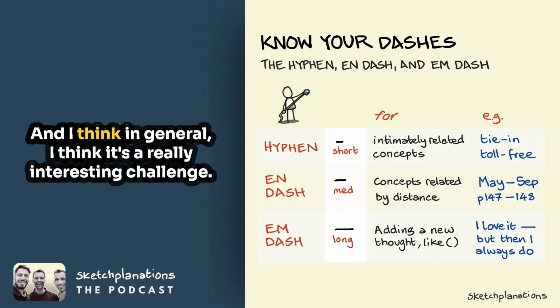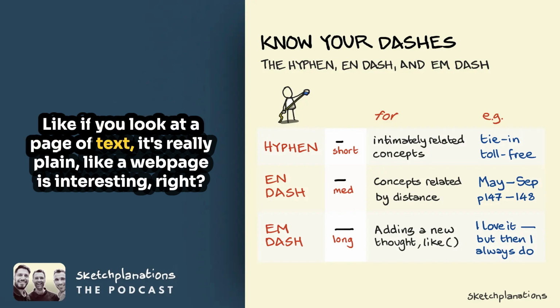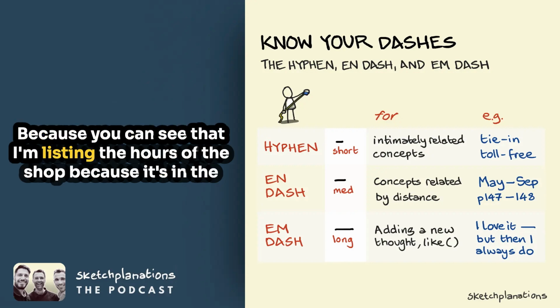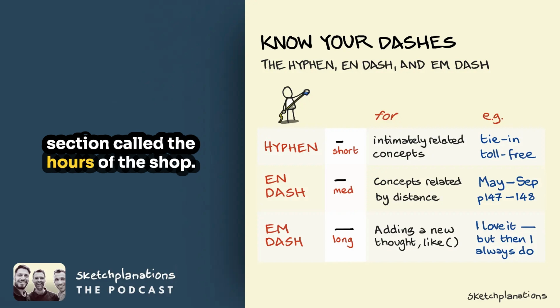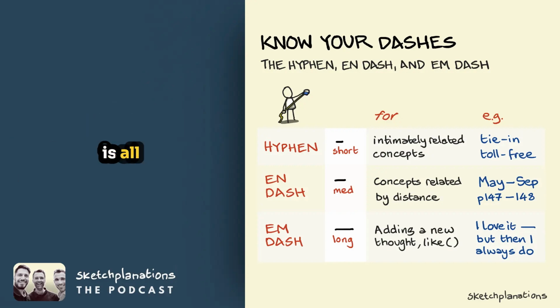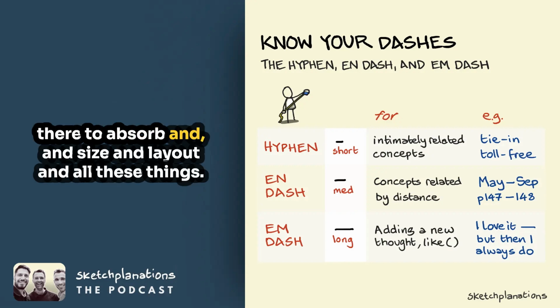And I think in general it's a really interesting challenge. If you look at a page of text, it's really plain. A web page is interesting, right? On a web page, it doesn't really matter whether I use an M dash or an N dash, because you can see that I'm listing the hours of the shop, because it's in the section called the hours of the shop. I can have a title called the hours, and I can lay it out in a table and all this stuff. The context is all there for you to absorb, and size and layout and all these things.